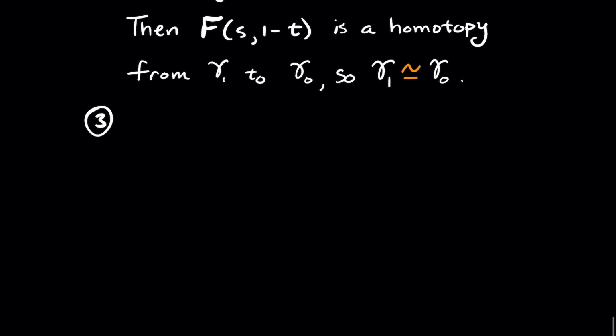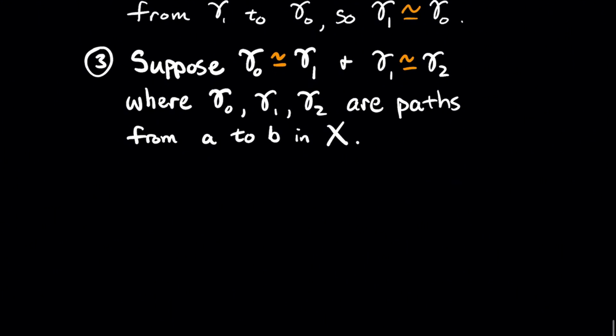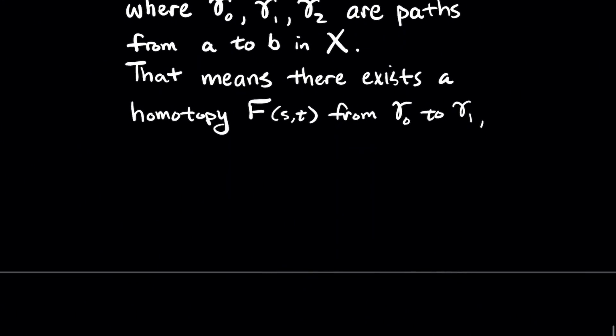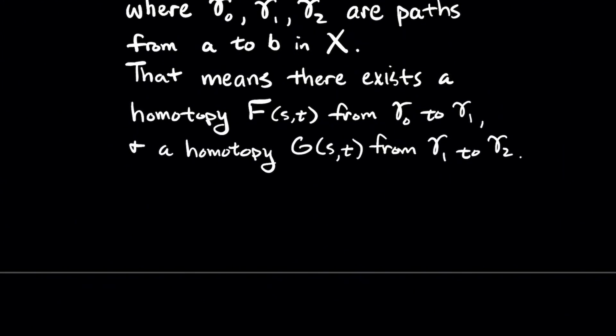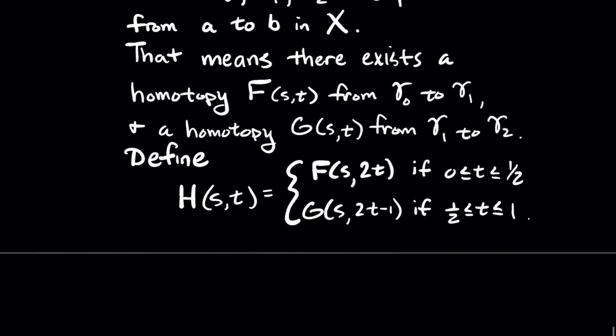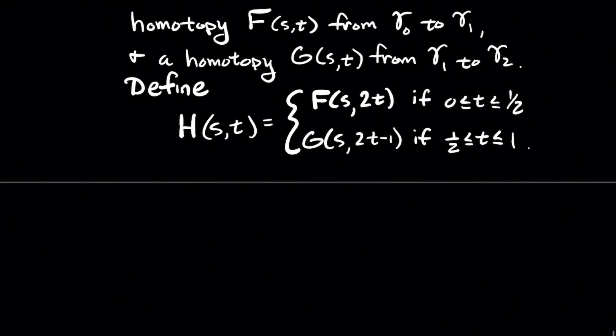Finally, number 3, suppose that gamma naught and gamma 1 are homotopic, and gamma 1 and gamma 2 are homotopic. That means that, again, you can get your hands on a homotopy f from gamma naught to gamma 1 and a homotopy g from gamma 1 to gamma 2. And what we're going to do is essentially just take the path product of those two homotopies. So we're going to do the homotopy F at double speed, and then follow that with doing the homotopy G at double speed.